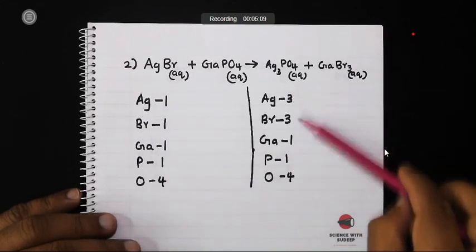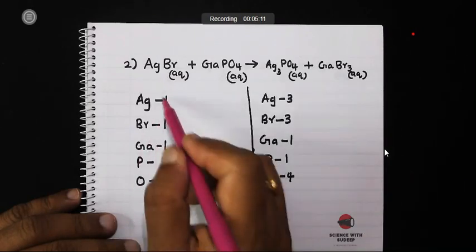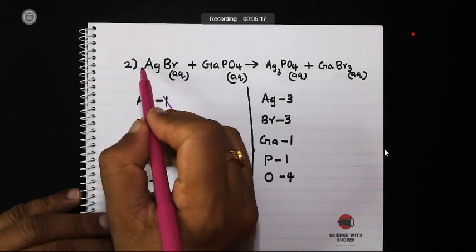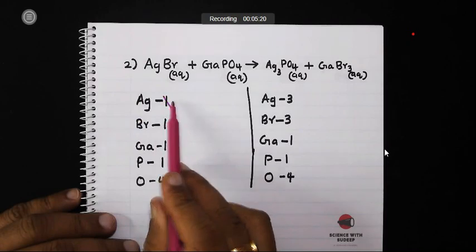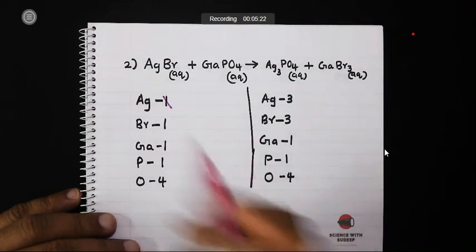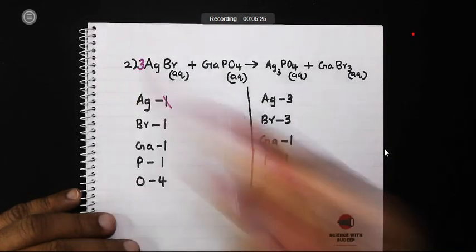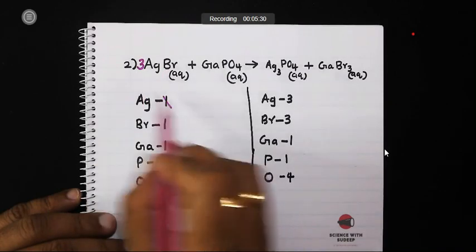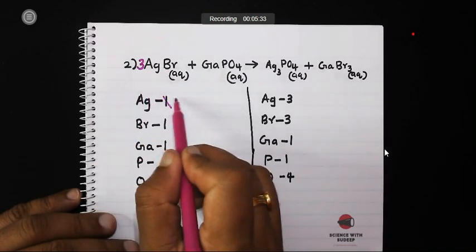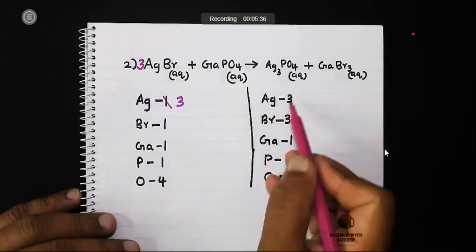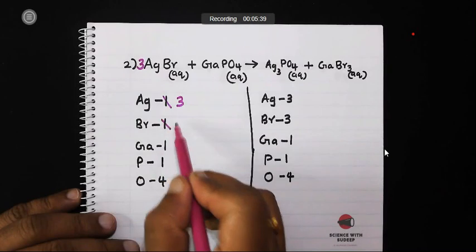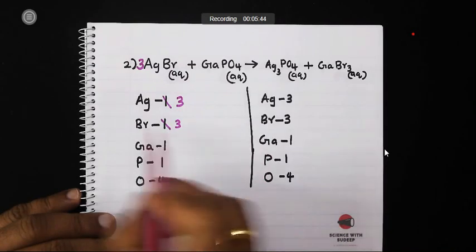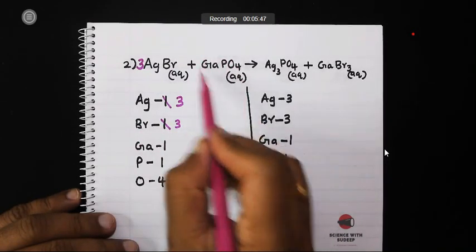So here you have 3. So how can you make this 1 into 3? That is our question. If you put 2 here, your silver will become 2. Actually, we need 3. So let's try with 3 on this side. This 3 belongs to both silver and bromine. So now if you count the number of silver here, silver is 3 now, and on the right hand side it's 3. Bromine is 3. I repeat, this 3 is for both silver and bromine. Now bromine is 3.